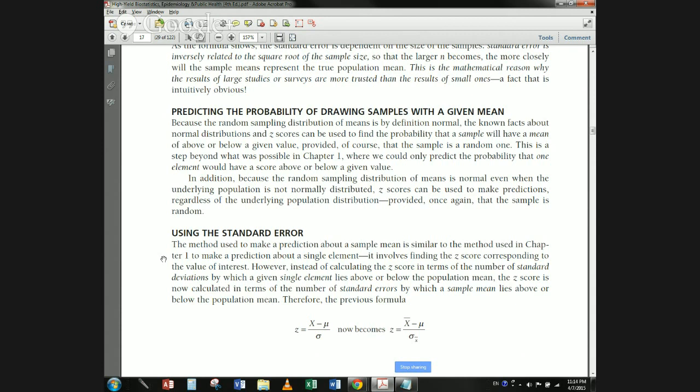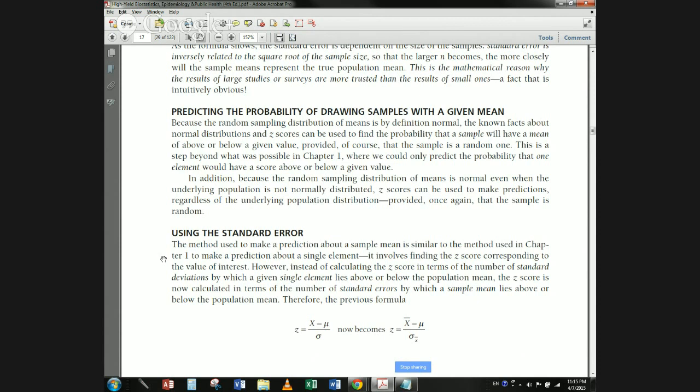Predicting the probability of drawing samples with a given mean. Because the random sampling distribution of means is by definition normal, the known facts about normal distributions and z-scores can be used to find the probability that a sample will have a mean of above or below a given value, provided, of course, that the sample is a random one. This is a step beyond what was possible in Chapter 1, where we could only predict the probability that one element would have a score above or below a given value.